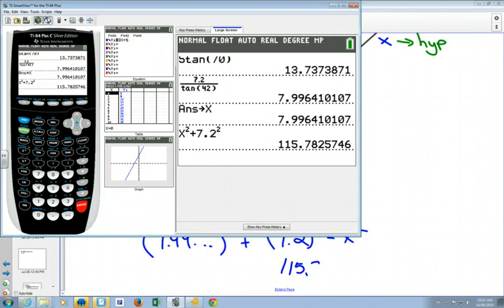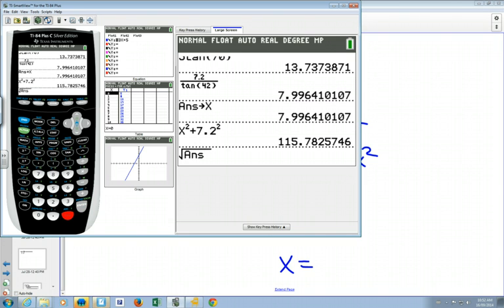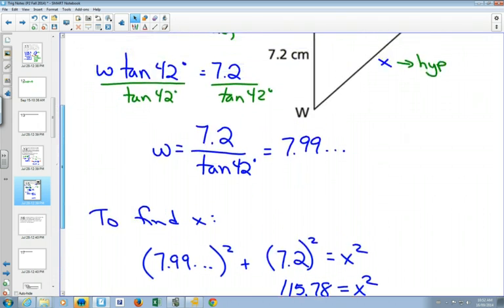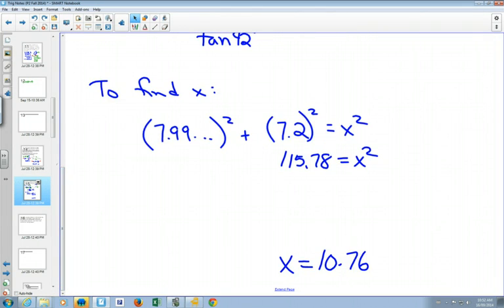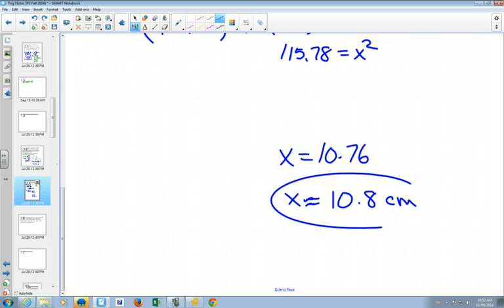That 115.78 is going to equal x squared. So to get x, I have to square root that answer. And I get 10.76. Go back to my question to find out how much they wanted me to round to. Nearest tenth of a centimeter. Approximately 10.8 centimeters.